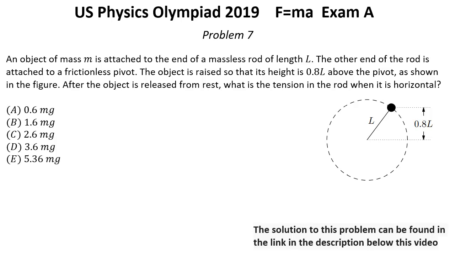Using energy conservation, we can find that v squared at the horizontal point equals this expression. But our object is moving in circular motion. It means that when it's horizontal, its horizontal acceleration equals the centripetal acceleration. The tension equals mass multiplied by centripetal acceleration, v squared over L, which, using the previous formula, equals 1.6 mg. That was answer B, and this is the solution for problem number 7.